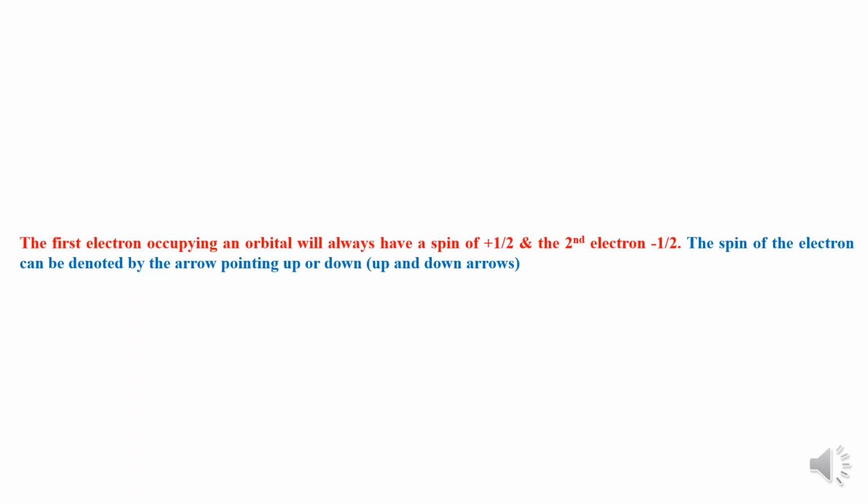Now, before I take up some practice problems, I would like my viewers to know about this particular golden rule. That is, the first electron occupying an orbital will always have a spin of plus half, and this will be followed by the second electron with a spin value of minus half. So always the orbital will be occupied first by the electron having a spin value of plus half. This is denoted by up arrow, and this will be followed by the second electron occupying the orbital, having a spin value of minus half, denoted by down arrow.